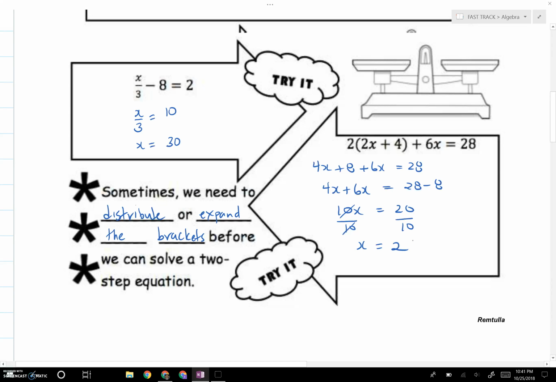So again, step 1, distribute. Step 2, collect like terms. So all the variables go on one side, all the numbers go on the other. And lastly, solve.